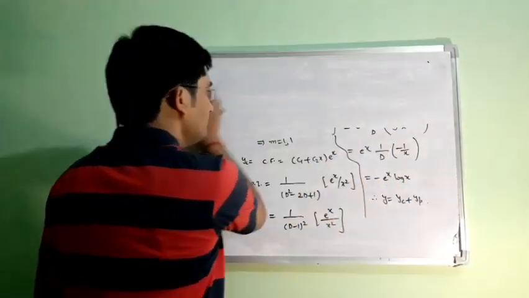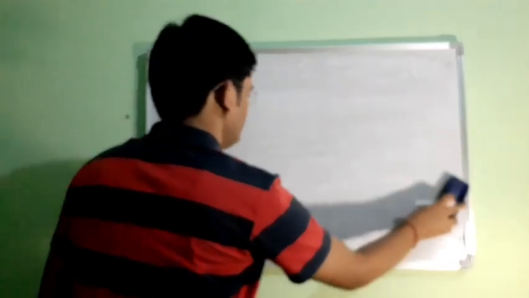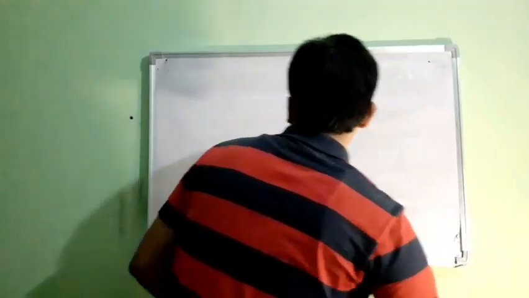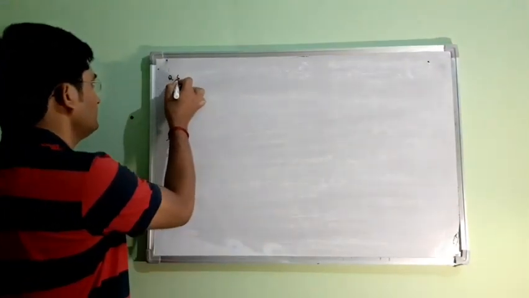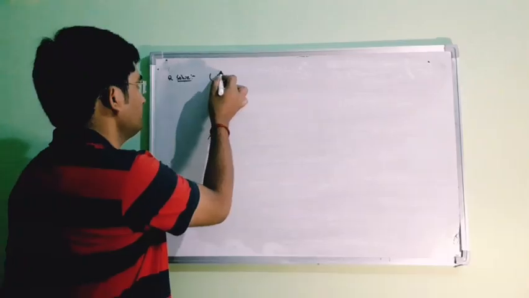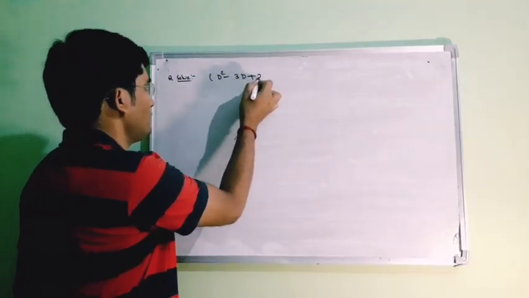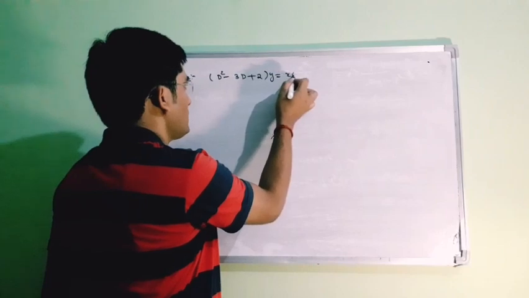Then the next question: solve ... plus 2 of y equal to x cos x.